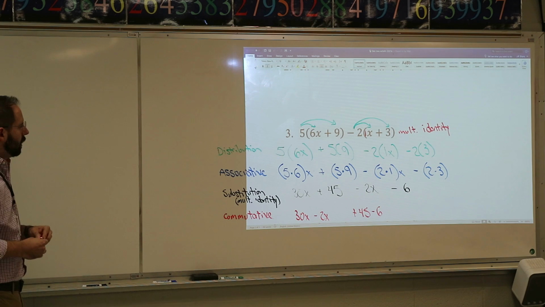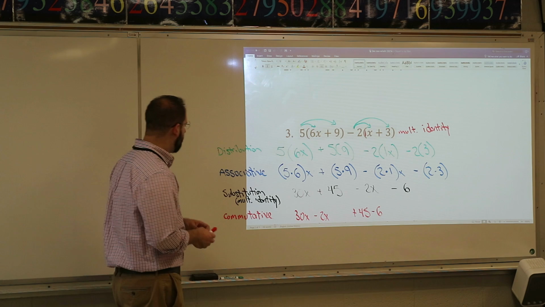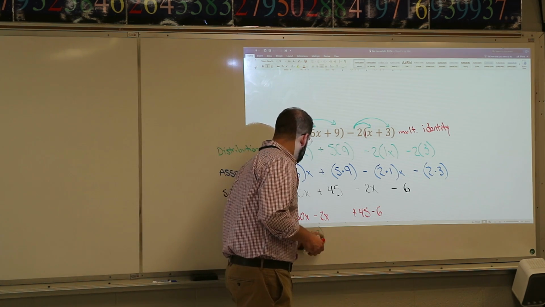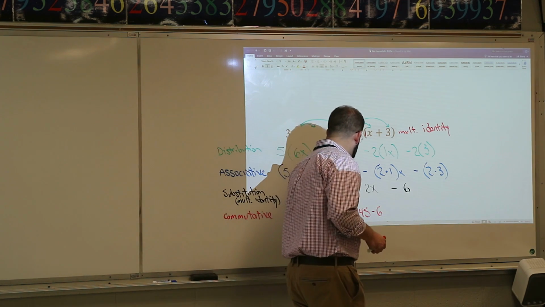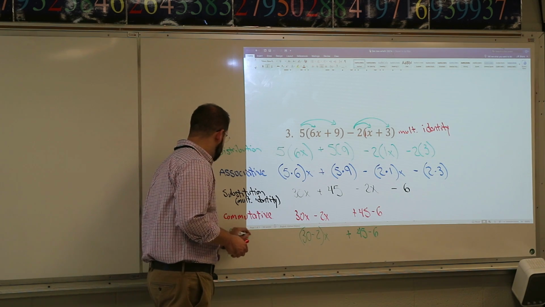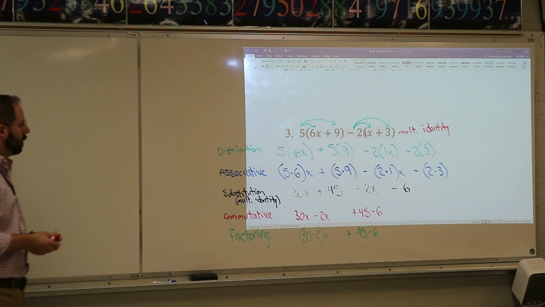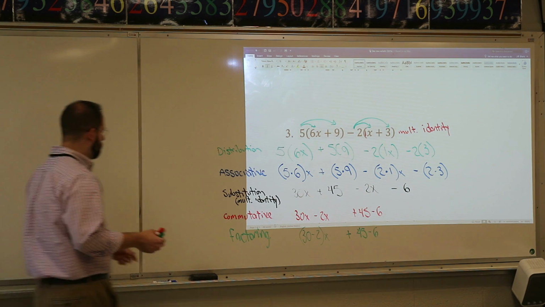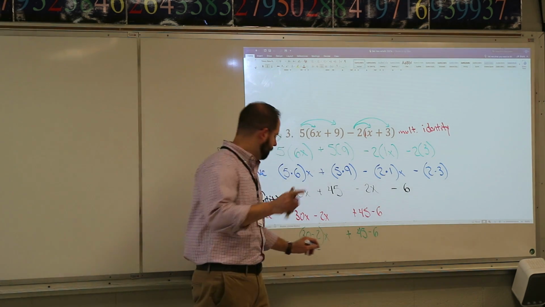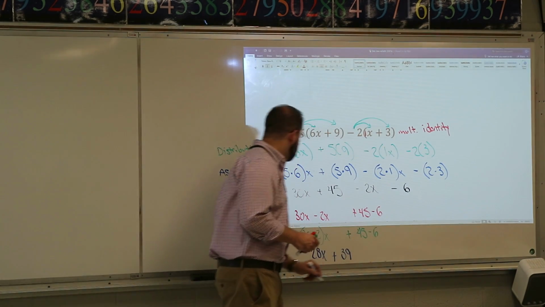That's good, commutative. Now we have to factor, right? Because that's the second property of doing these problems. So let's factor out the X. So 30 minus 2. It's factoring, or reverse distribution, however you like to say it. Last step, final answer. What do we get? 28x plus 39. Boom, 28x plus 39.